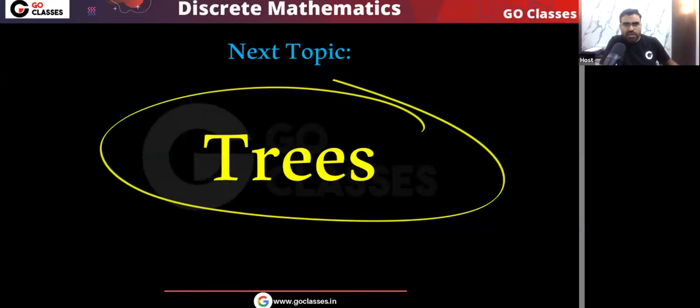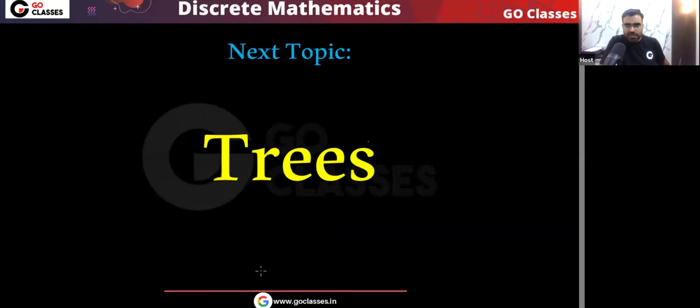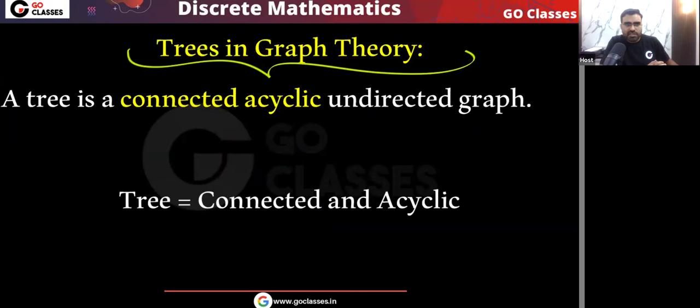Now let's study a very important topic, that is trees. Trees in graph theory are the most important topic in graph theory. Many questions come from trees. So we will do the complete analysis of trees, and we will see a lot of questions based on trees. So let's see what trees are in graph theory. The definition is very simple. A tree is a connected acyclic graph.